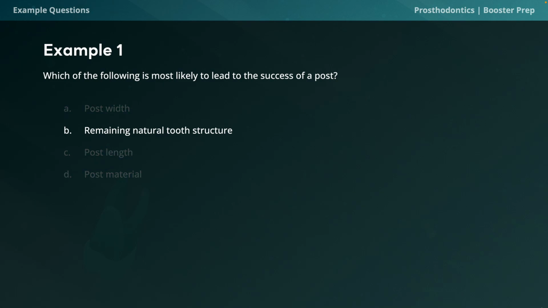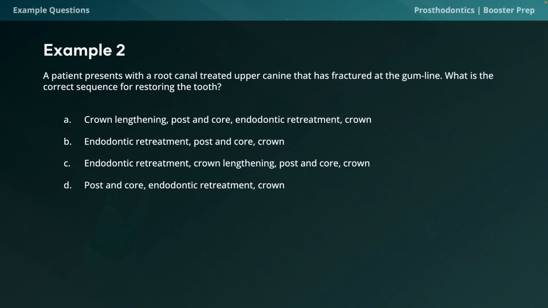I really tried hammering this one home, guys. Post width, length, and material are important, but none are as important as the amount of remaining natural tooth structure. Definitely remember that. Question 2. A patient presents with a root canal treated upper canine that is fractured at the gum line. What is the correct sequence for restoring the tooth?